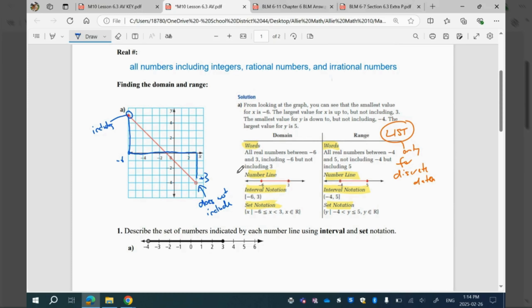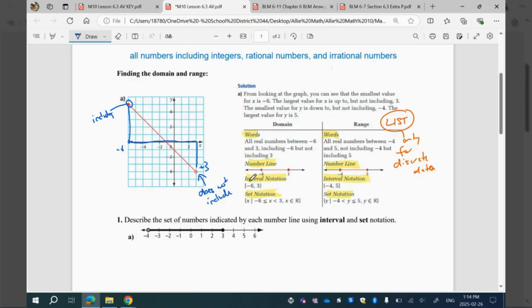As interval notation, here you have the lower value on the left, the upper value on the right, and you'll notice two sets of brackets. You notice this square bracket and this round one. The round one means does not reach, and the square bracket means that it reaches. Okay, so it reaches -6 and goes to 3, but does not quite reach 3.